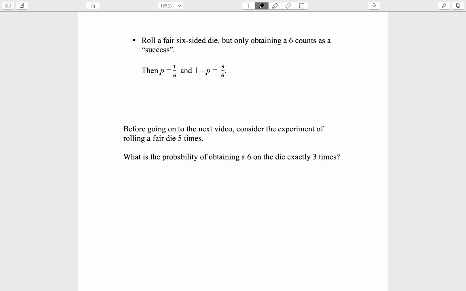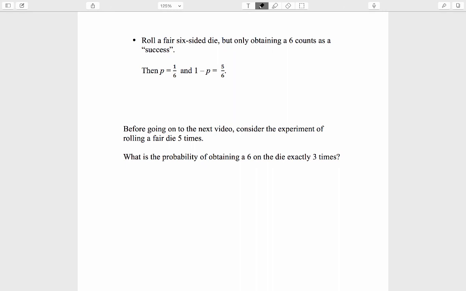Here's another example, and this might be confusing at first because it involves rolling a fair six-sided die. Now you might think if we roll a six-sided die, there are 6 possibilities for each roll rather than only 2. That's true, but now we're talking about an experiment in which only obtaining a 6 counts as a success on that particular roll. That means that as a Bernoulli trial, either you roll a 6, that's a success, or you roll anything other than a 6, that's a failure. So in that context, little p equals 1/6, and 1 minus p therefore equals 5/6.